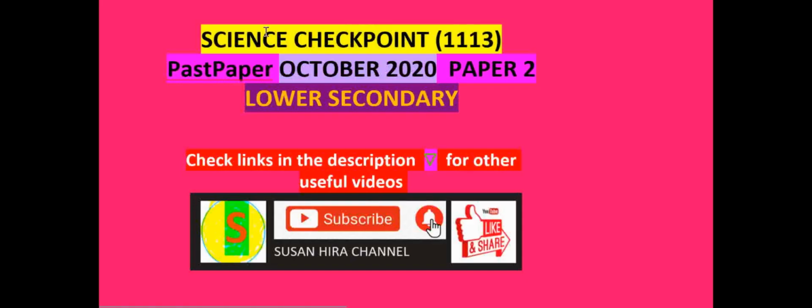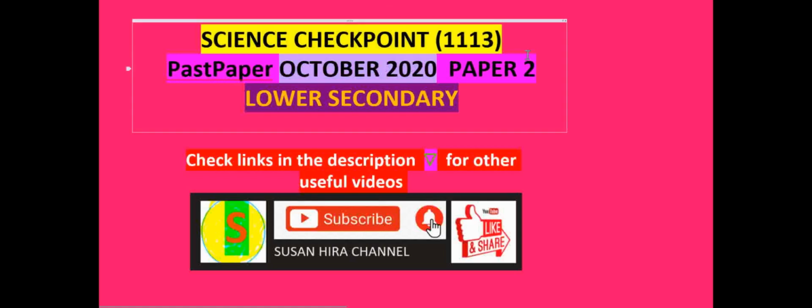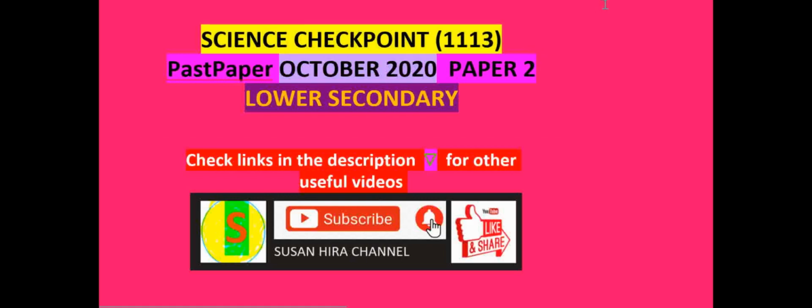So today we have discussed science checkpoint with the paper code 1113, past paper October 2020, paper 2, lower secondary.